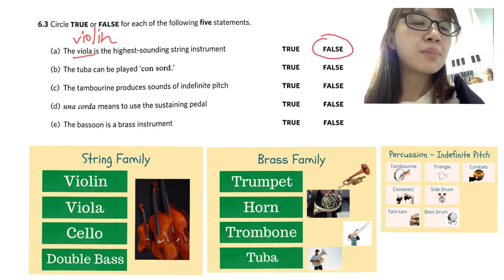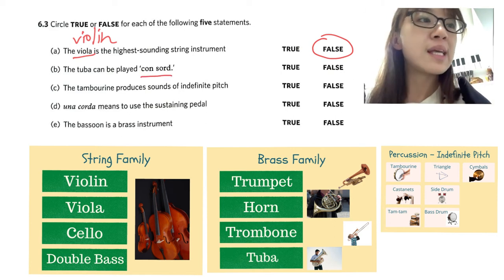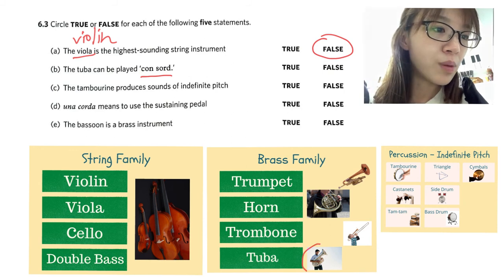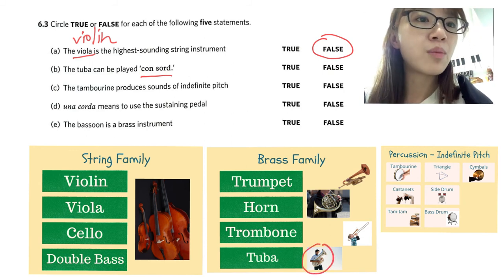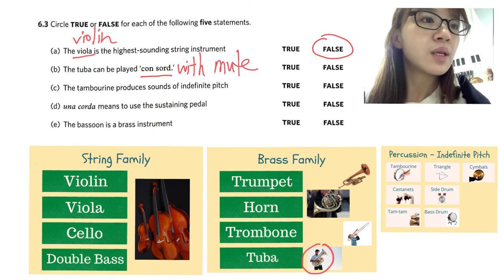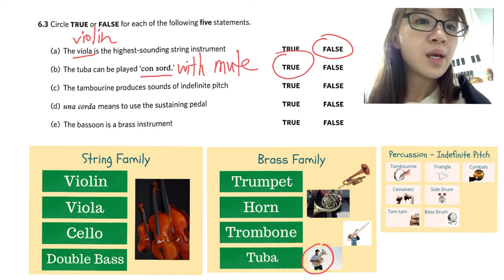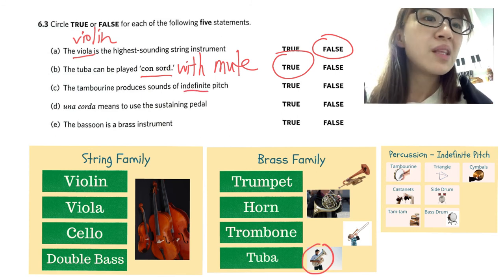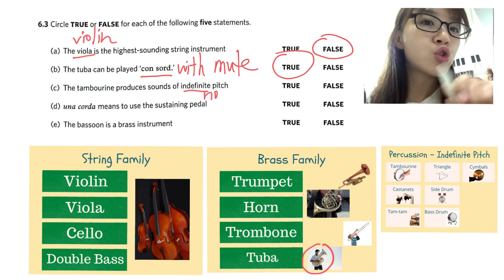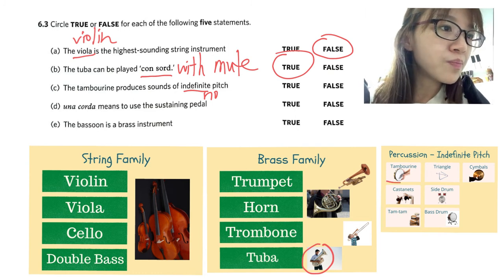Tuba can be played con sordino. That means with mute. Yes, tuba, you can play with mute. Yes, it's true. Tambourine produces indefinite pitch. Indefinite means no pitch. So no pitch, tambourine, indefinite pitch, true.